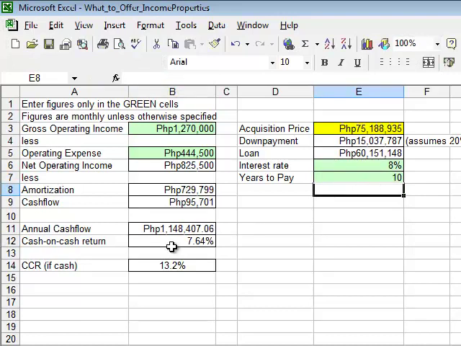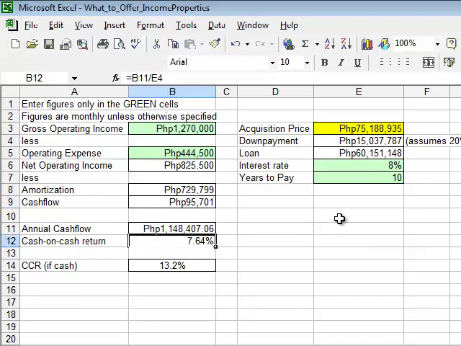And as you can see here, your cash on cash return dropped back significantly, but it's no longer negative. It's still making money, but not a whole lot. So it drops down to 7.64%. Why is that? Because the monthly amortization increased when you decrease the number of years to pay the loan, right? So your cash flow decreases, and therefore your cash on cash return decreases as well.